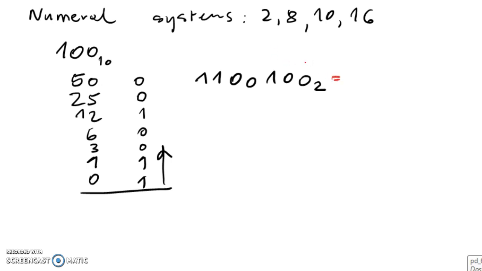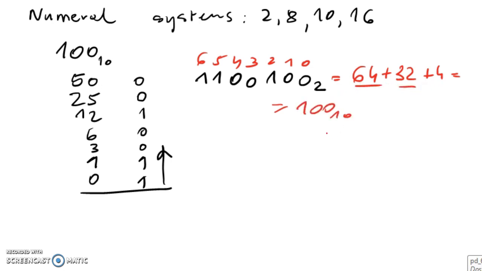This is how to verify if it's correct. So it is 2 to the power of 0, 2 to the power of 1, power of 2, 3, 4, 5, and 6. 2 to the power of 6 is equal to 64. Then you must add 32. Then you must add 4. 96 plus 4 is 100 in decimal. That's correct.